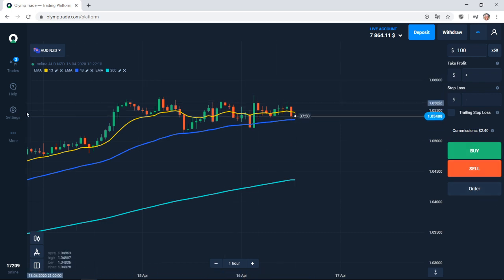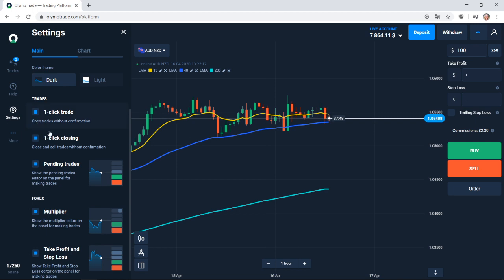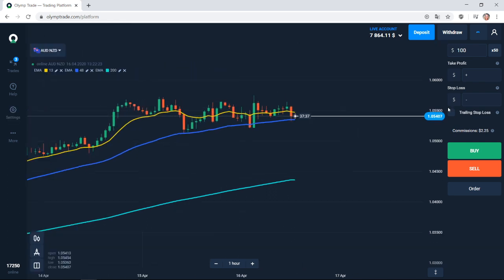Now, once again, if you go into settings, just in case you're not seeing the order, it's called pending trade. So once again, if it's unclicked, it disappears. So make sure that it is turned on so that you can enjoy all of the advantages of the platform.